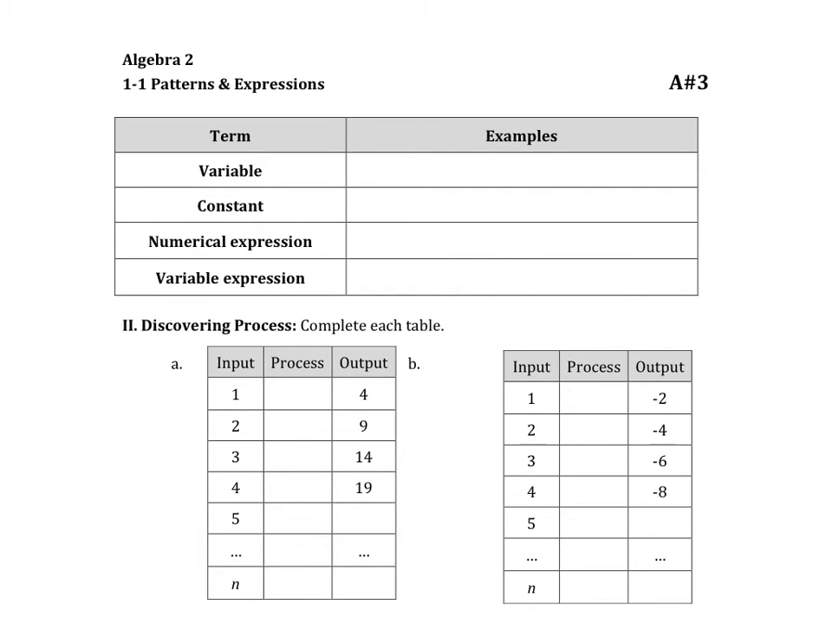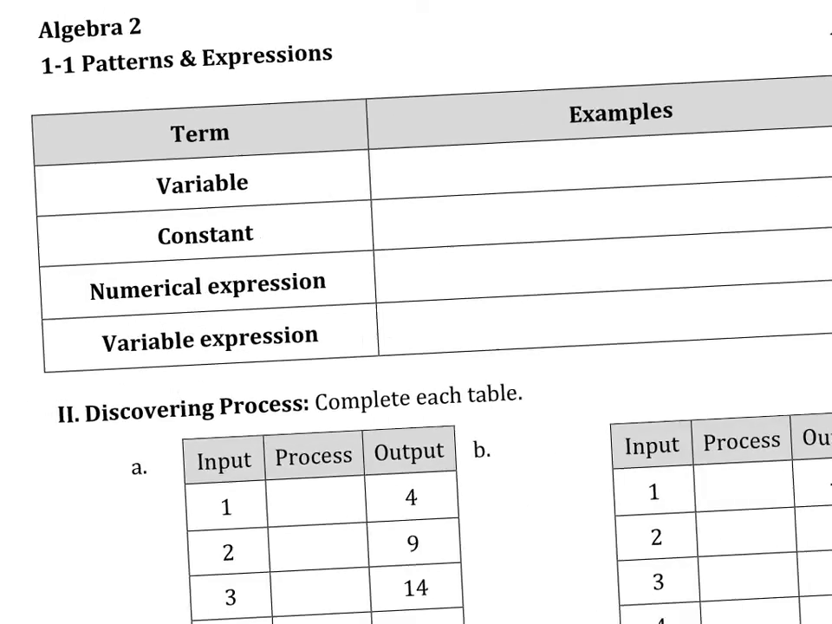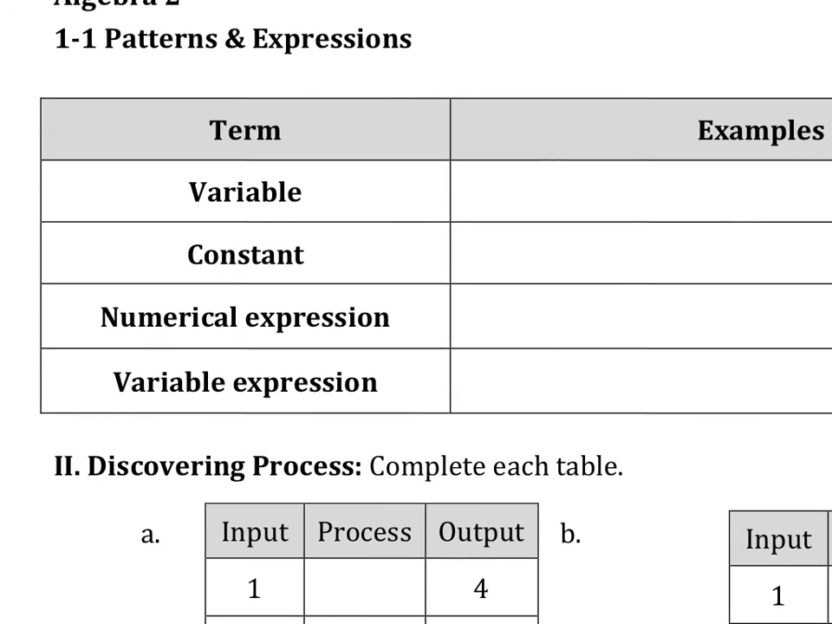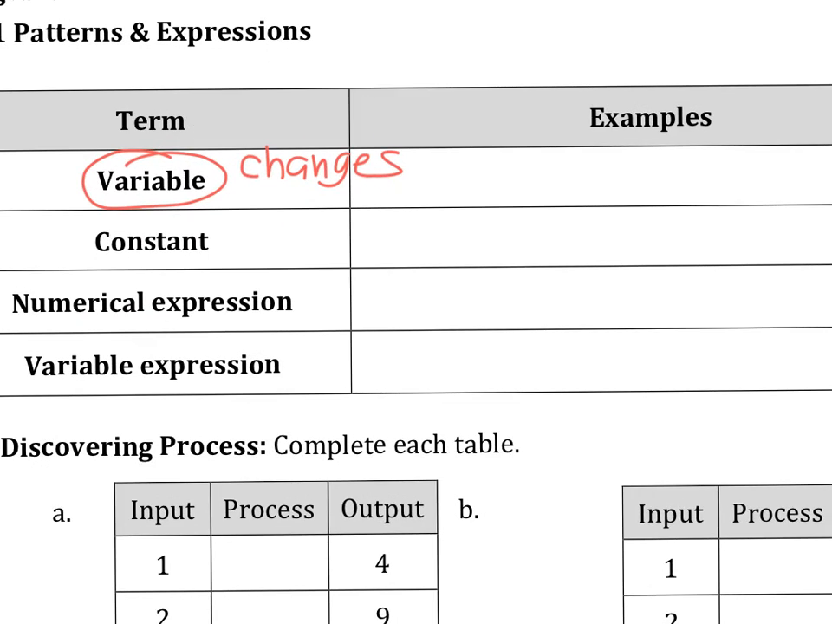All right, a few things we want to define before we jump into further content. And first off, a variable. A variable changes, hence the name variable, varies. Examples of variables would just simply be x, n. Letters are generally what we use for variables.